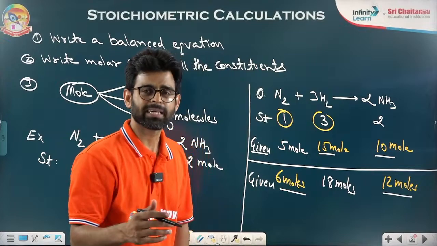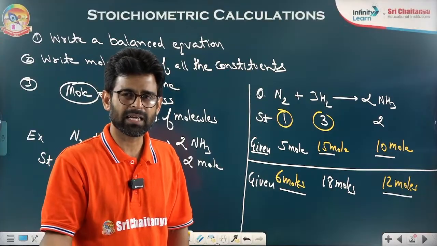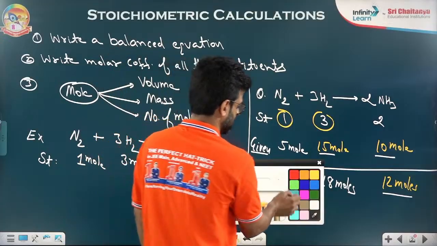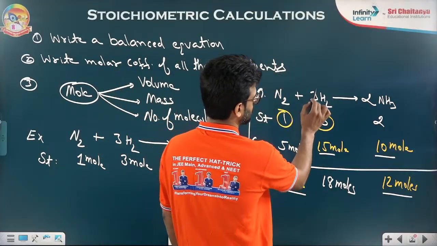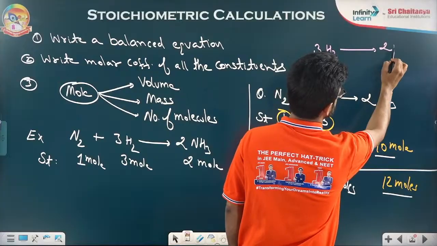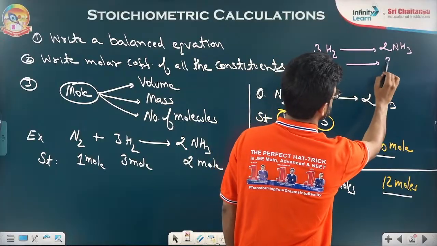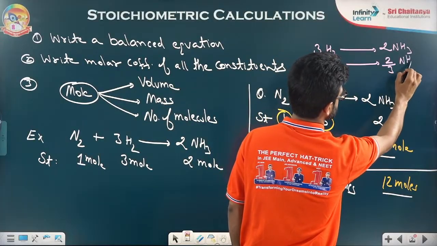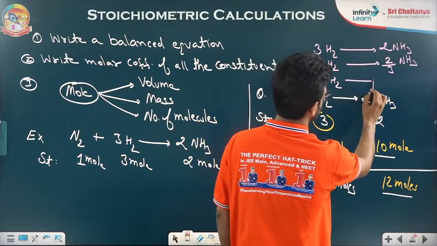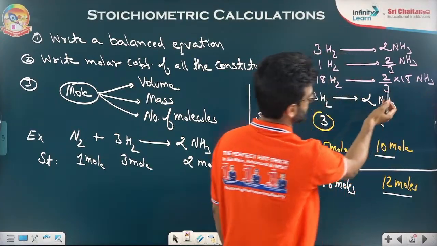If you can't write it directly, sometimes we can have problems, or we can't think that directly. So apply the unitary method. How am I doing this? Look at this carefully. 3 moles H2 produce 2 moles ammonia. Go by the unitary method. 1 mole H2 will produce how many? 2 by 3 moles of ammonia. So if I take 18 moles of H2, then 2 by 3 into 18 moles of ammonia. So how much is coming from here? 12.